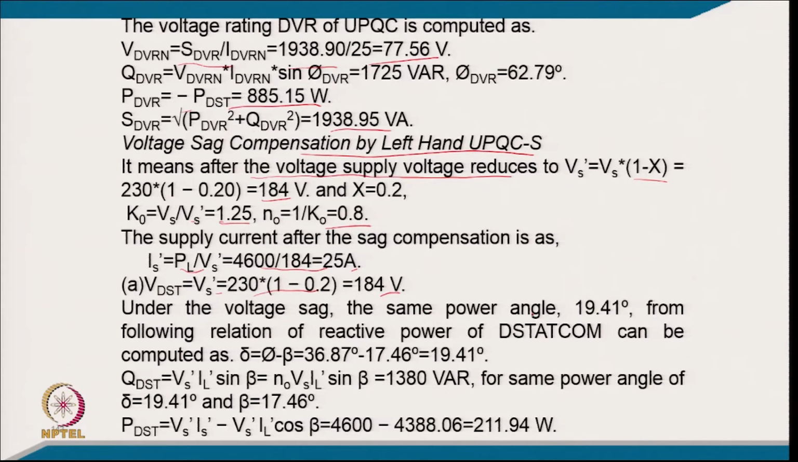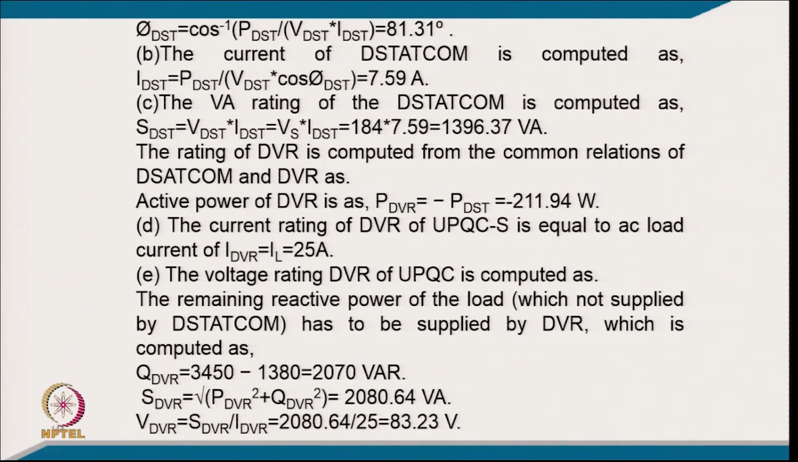So, under the voltage sag condition, with the same power angle of 91.41, from the following relation the reactive power of dStatCom can be computed. So, delta equal to 5.19.41, and from this angle Q dStatCom can be calculated. So, it comes 1380. So, you can calculate the delta as well as beta, which comes 17.46, and power for dStatCom comes from this relation equal to 211.94, and your phi dStatCom becomes from power divided by VA.